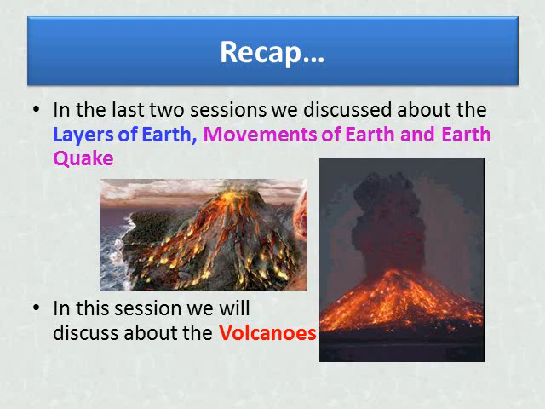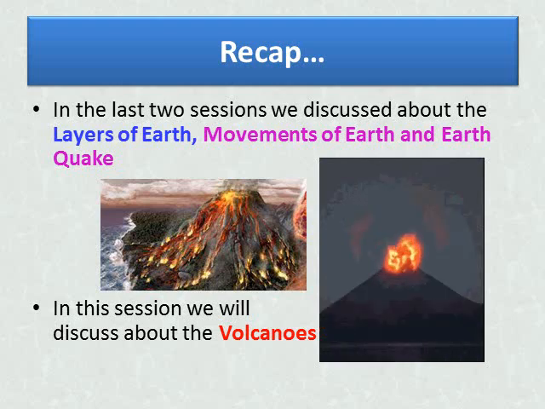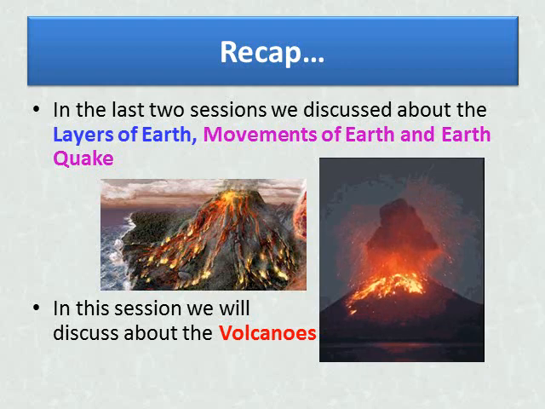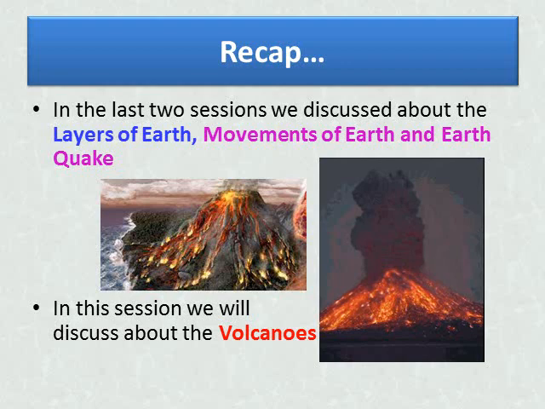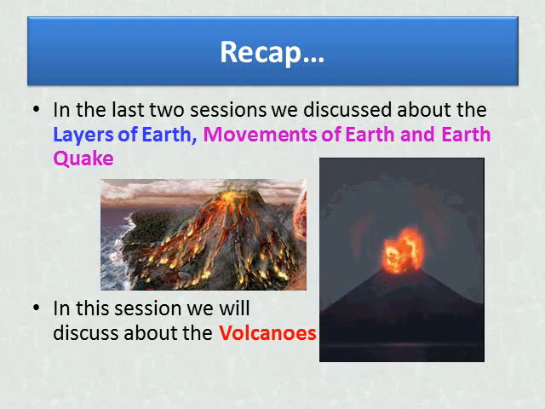The next layer is the mantle and it is about 2,900 kilometers thick. It is separated from the crust by a boundary called the Mohorovicic discontinuity. The mantle is divided into two. The upper mantle extends down to 700 kilometers, and the lower mantle from 700 to 2,900 kilometers.